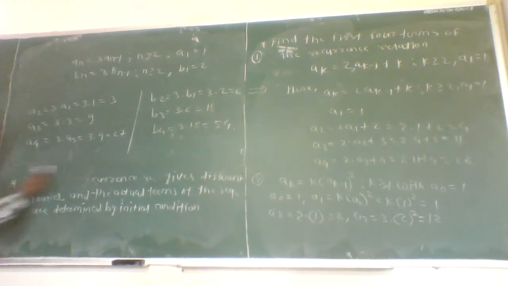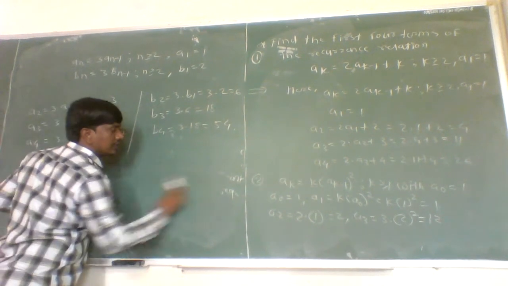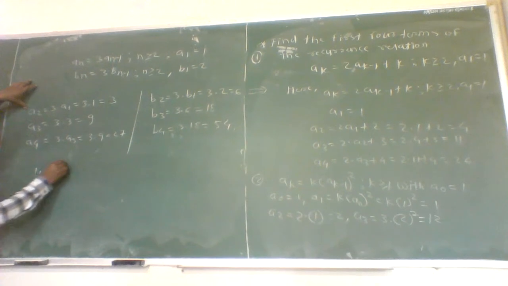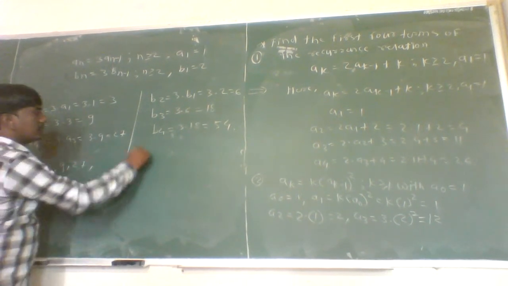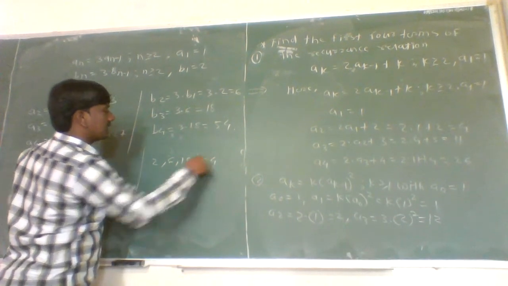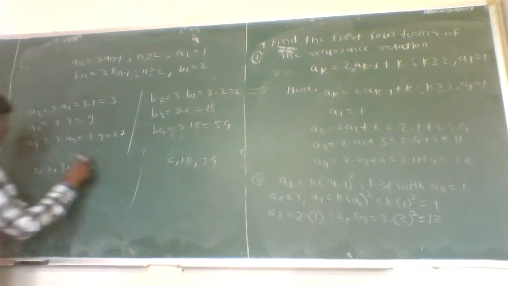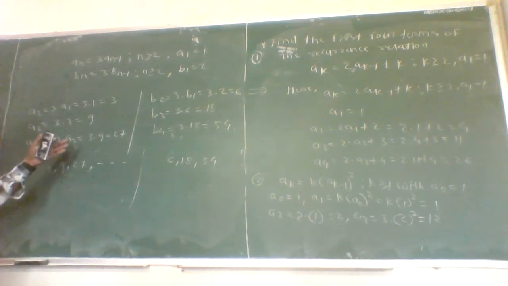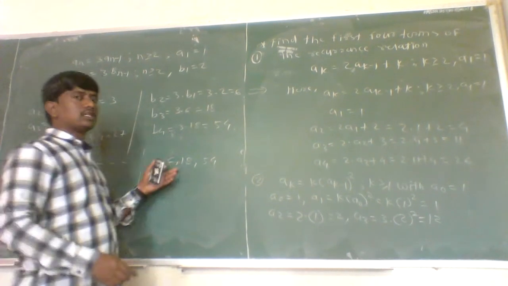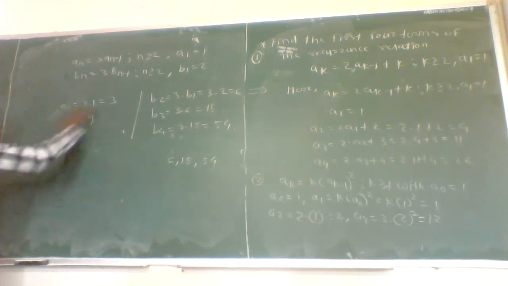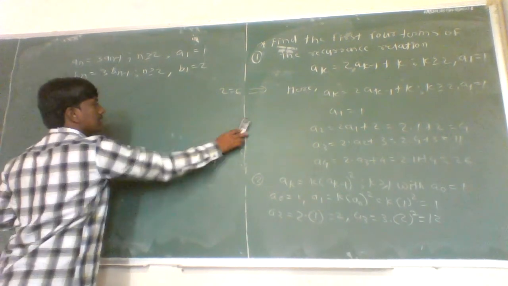Therefore, both recurrence relations look the same, but since the actual terms of the sequence depend on the initial condition, they give two different sequences. One gives 1, 3, 9, 27, while the other gives 2, 6, 18, 54. If we do not consider the initial conditions in the sequence, this one gives 3, 9, 27, that is 3, 3 square, 3 cube, and so on, and this one gives 6, 18, 54. Okay. Therefore, the actual terms of the sequence depend on the initial conditions given for the particular recurrence relation.